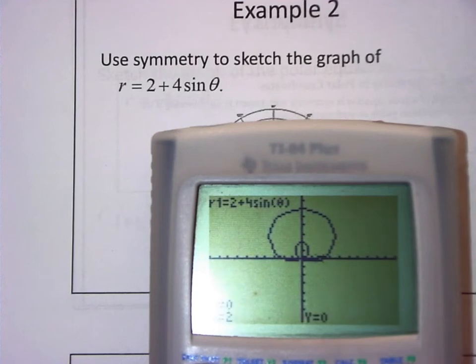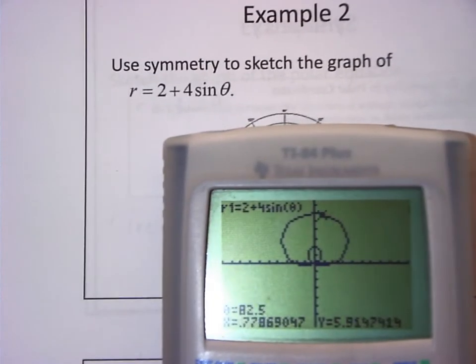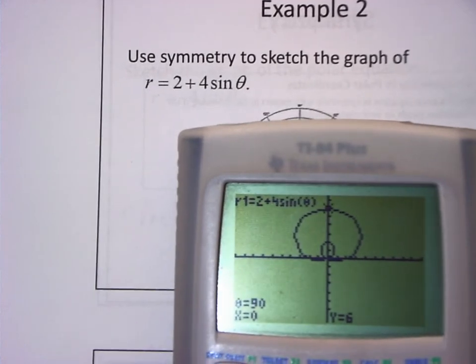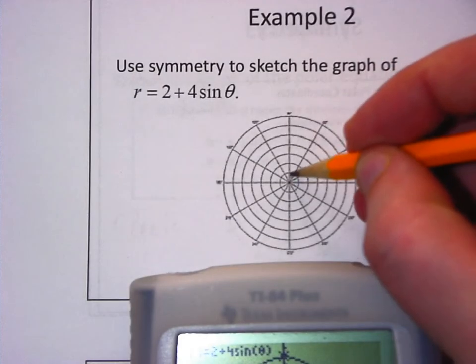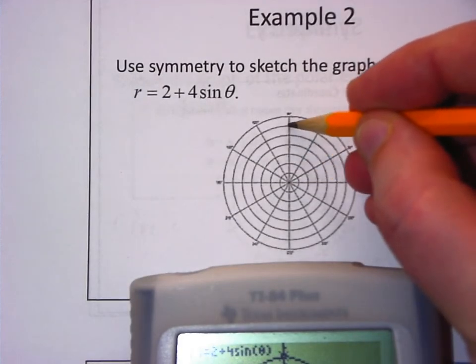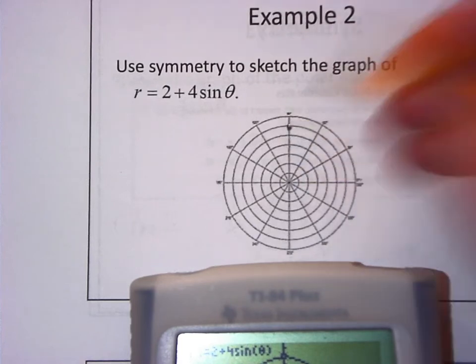So I'm going to hit trace, and I'm going to go around this until I get to some key values. In other words, when one of those X or Y hits 0. So I can see at 90 degrees, I'm 6 out. So I'm going to go to 90 and go out 6. 1, 2, 3, 4, 5, 6.